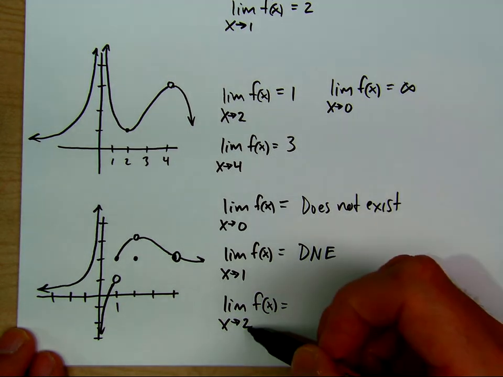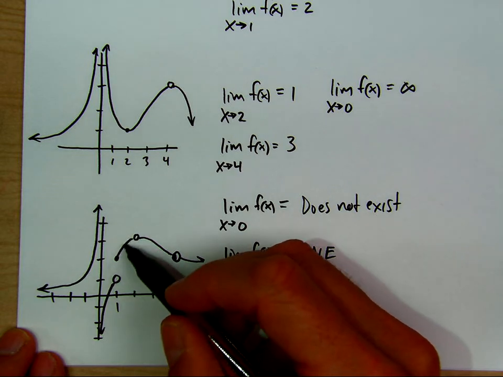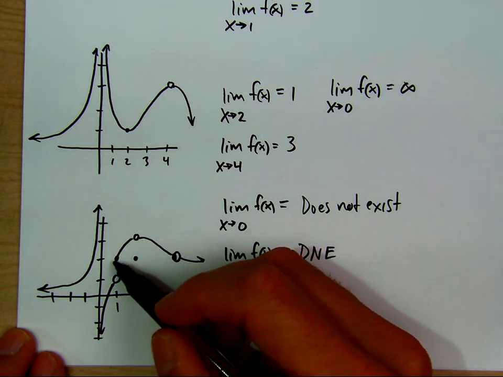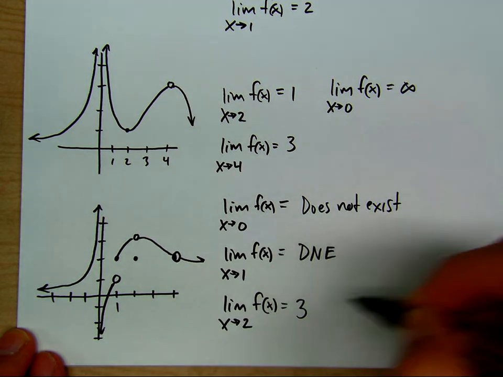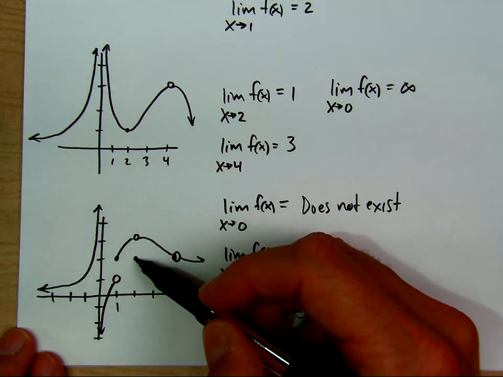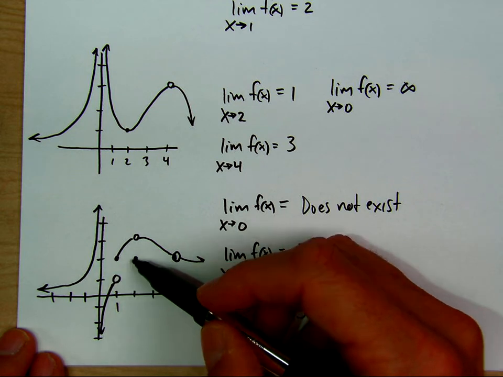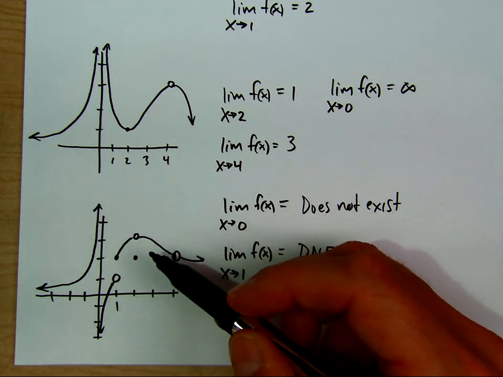And we'll go to 2. From the left, the graph is approaching 3. From the right, the graph is approaching 3. So we know the limit is 3. Even though the function has a value of 2, the limit has a value of 3, or the limit is 3.